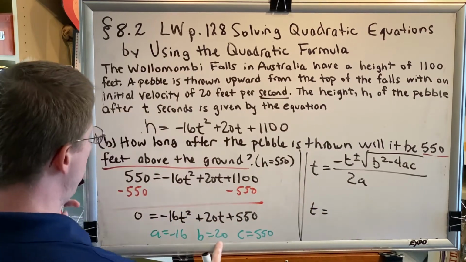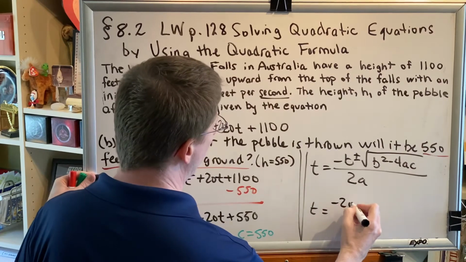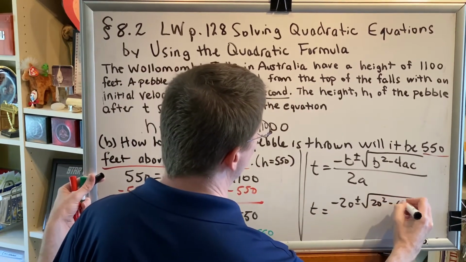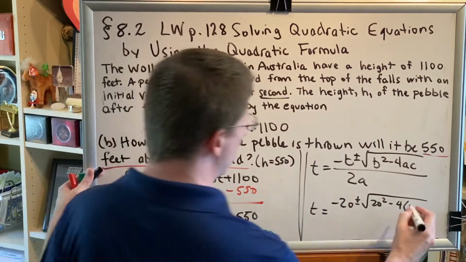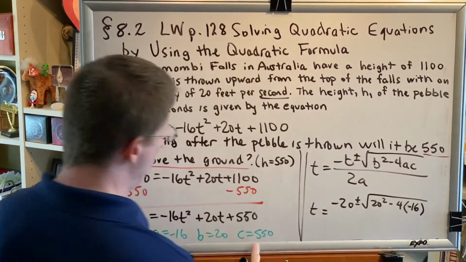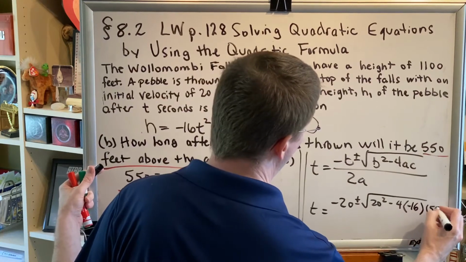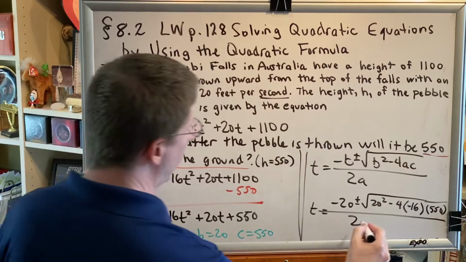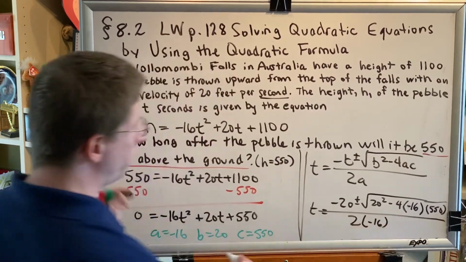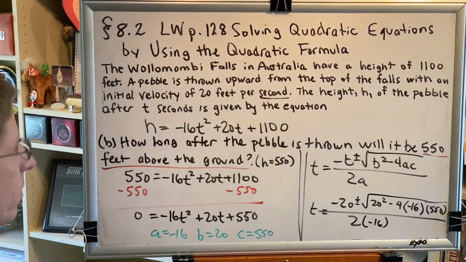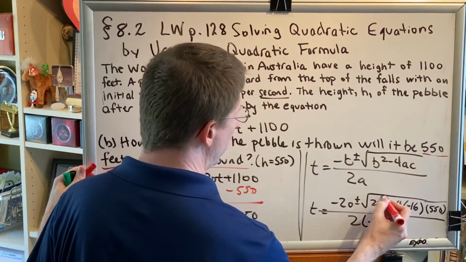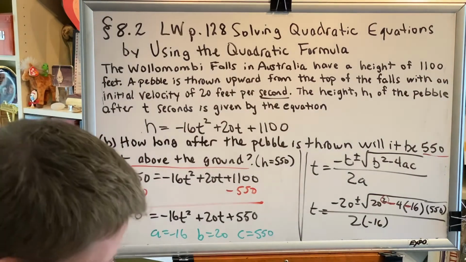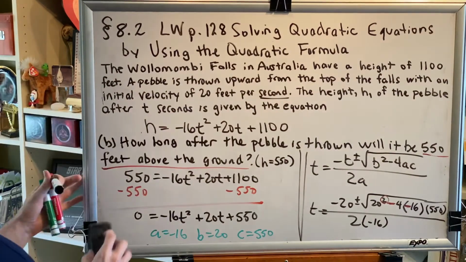All right, so b is 20, so opposite b would be negative 20, plus or minus the square root of 20 squared minus 4 times a, which is negative 16, times c, which is now 550, all divided by 2 times negative 16. All right, so here's the exponent of 2. Let's count the hyphens. 1, 2. That's an even number, so that means that we are going to add under the radical.